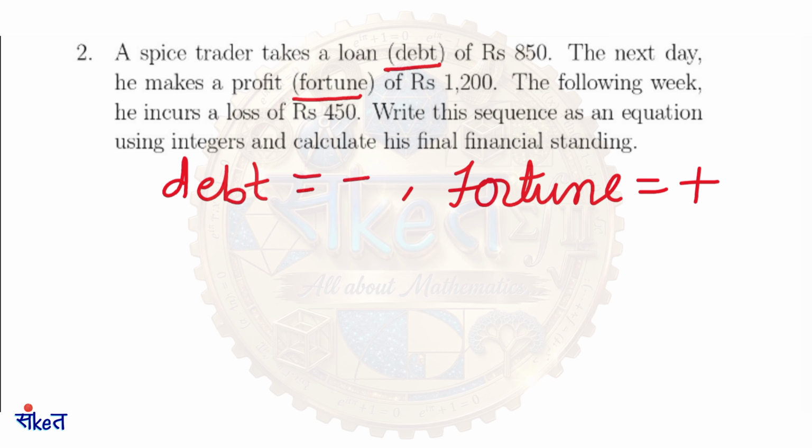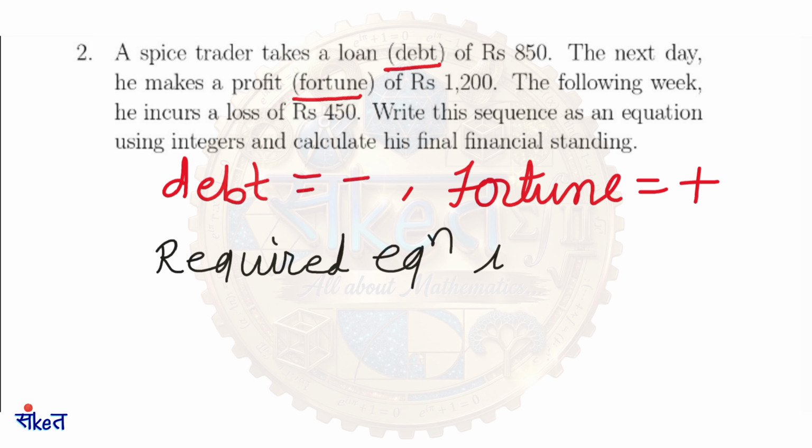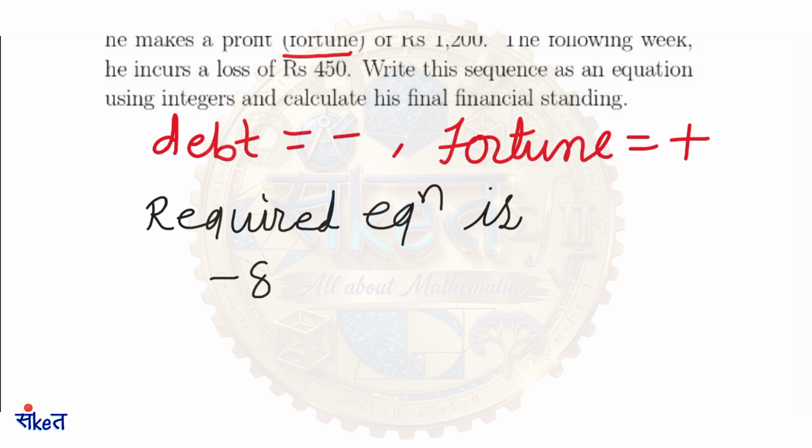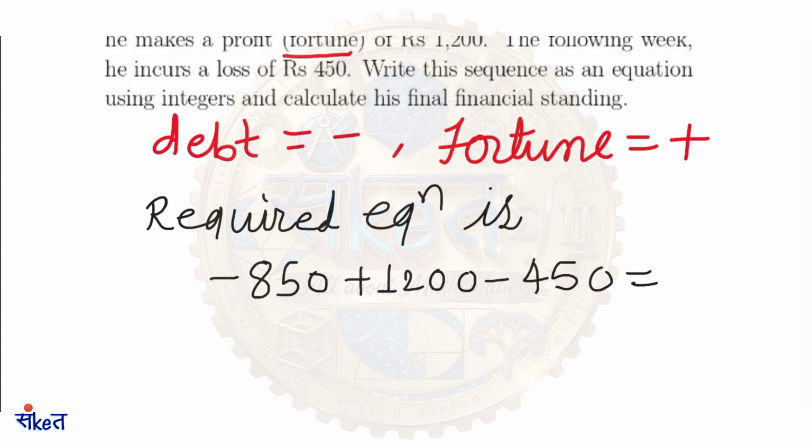So spice trader takes a loan, that is debt of rupees 850. So required equation is minus 850 plus fortune of rupees 1200 means plus 1200. The following week he incurs a loss. Loss means again debt, minus 450. If we solve this equation, this is a required sequence as an equation.